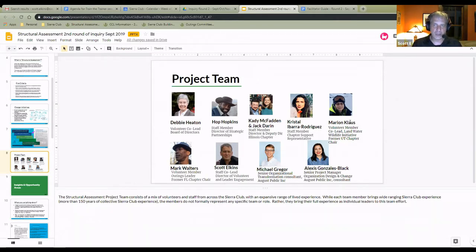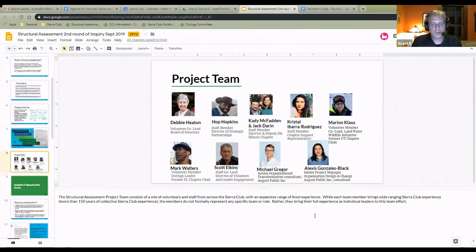That's also true of Marian Klaus, one of our other members, who was a former chapter chair from Utah. Two people who you may not recognize at the bottom right, Michael Greger and Alexis Gonzalez Black, are the two consultants from an organization called August Public Incorporated. We selected this consultant through a competitive process.